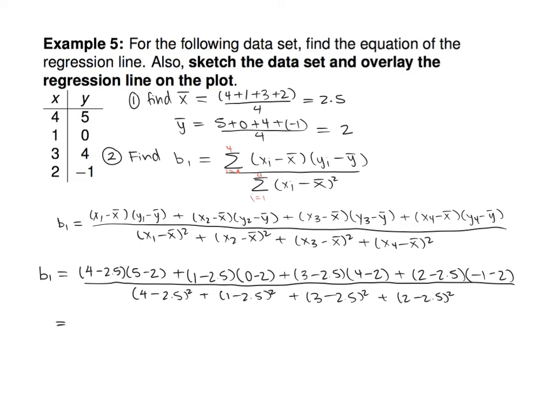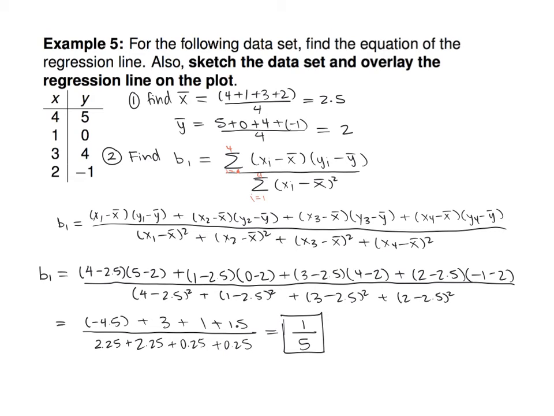So working chunk by chunk, first we have negative 4.5 plus 3 plus 1 plus 1.5 in our numerator, all over 2.25 plus 2.25 plus 0.25 plus 0.25. And adding all this up, we see that we end up with 1 over 5. So the slope is 1/5. And that is the hard part. Once you've got that, the rest of it isn't so bad.